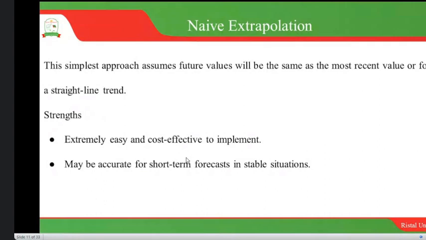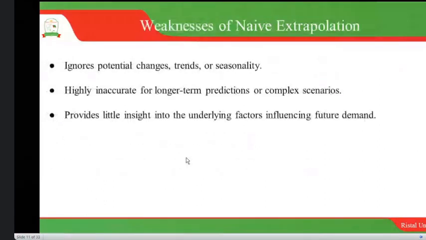Some of the weaknesses is that it ignores potential changes and trends. So we are just looking at the ones here.